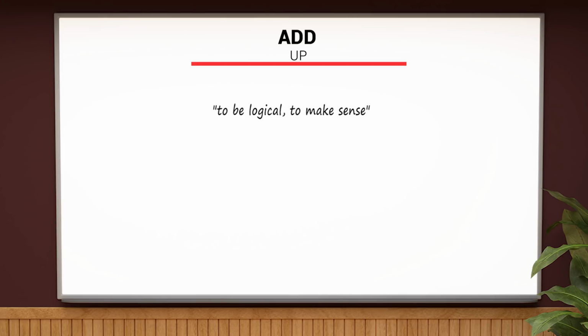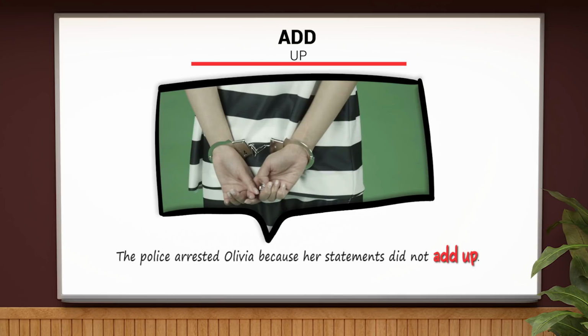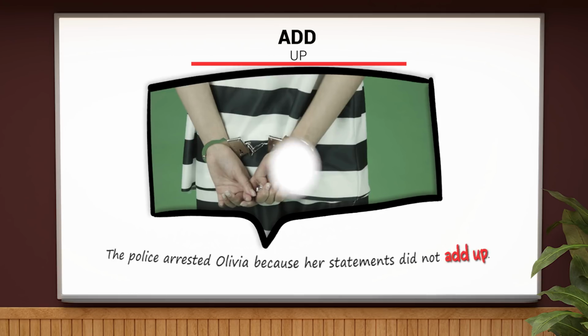For example, the police arrested Olivia because her statements did not add up. Sounds to me like Olivia's got some explaining to do.